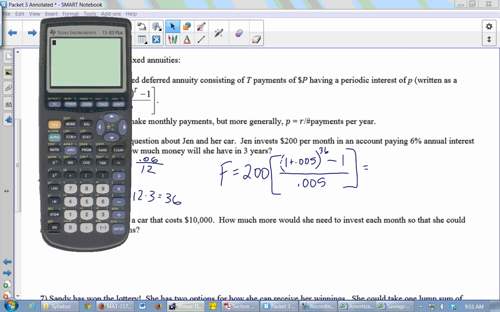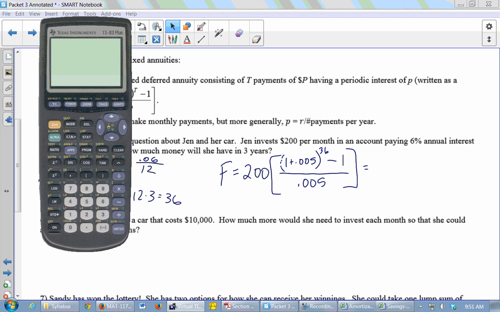All right, so this is just an ugly arithmetic problem. You just have to know how to do the order of operations. And you should probably not round anything until the very end, because we want to be really accurate in figuring out how much money is going to be in this account.